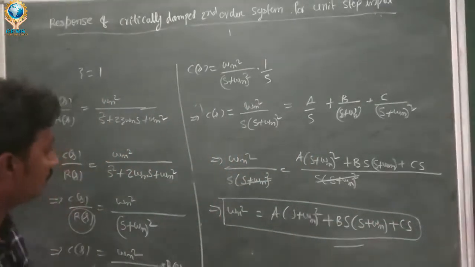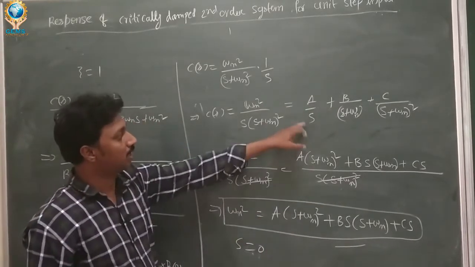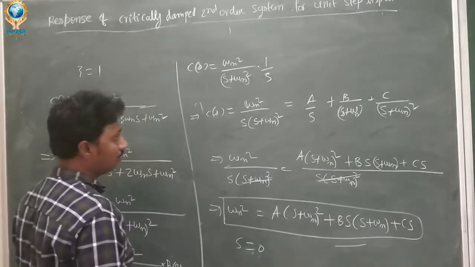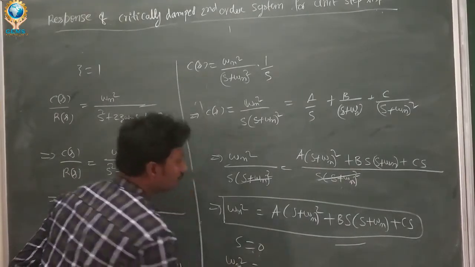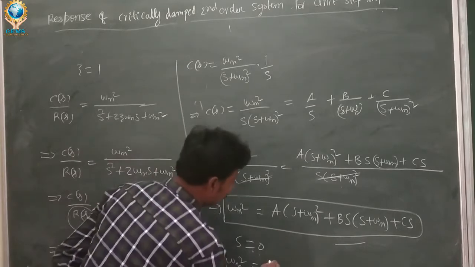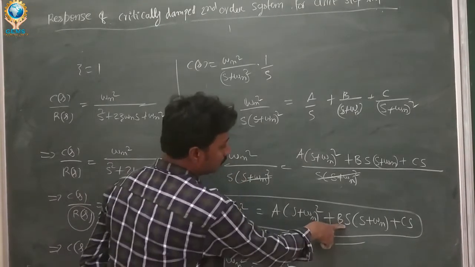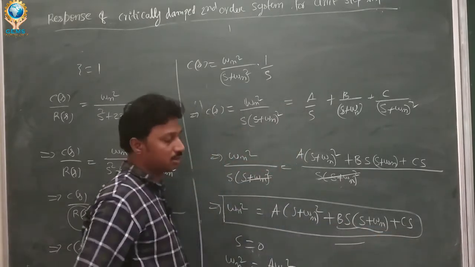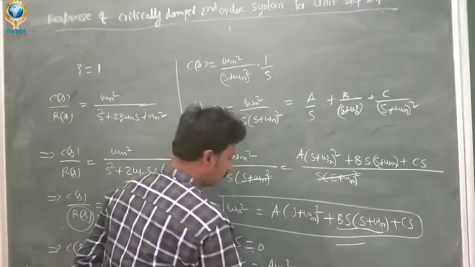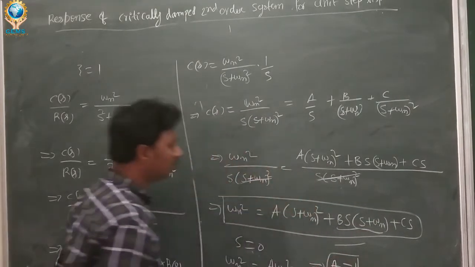So how to find the A value? Just substitute s is equal to 0. When you substitute s is equal to 0, you will get omega n square on the left side. Here a into omega n square. The term with b becomes 0, and the term with c becomes 0 when s is equal to 0. So you will get a is equal to 1.